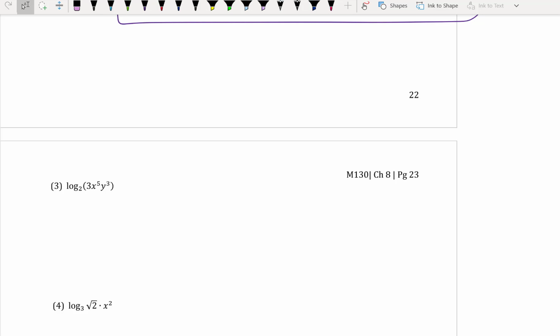Now let's look at number 3. It looks like it's all being multiplied, so we're going to split it up into our product rule. So we have this equal to log base 2 plus log base 2 plus log base 2. I have 3 things going on here. I have my 3, I have my x to the 5th, and I also have my y to the 3.